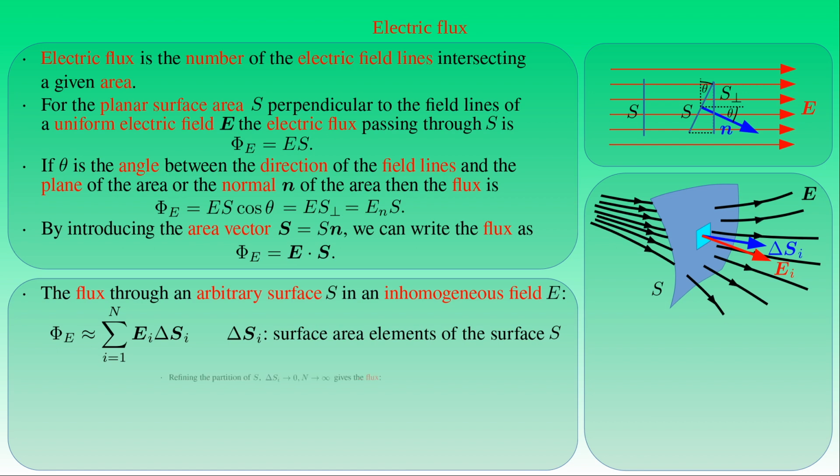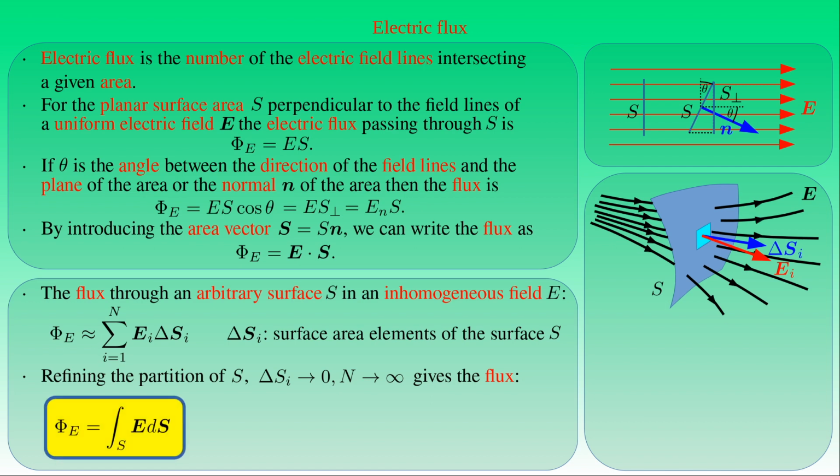If we refine the partitioning of the surface S such that the area ΔS_i approaches 0 for each index i while the number of the area elements tends to infinity, we obtain a surface integral from the sum. That is, the electric flux Φ_E through a surface S is given by the integral of the electric field strength E over the surface S.